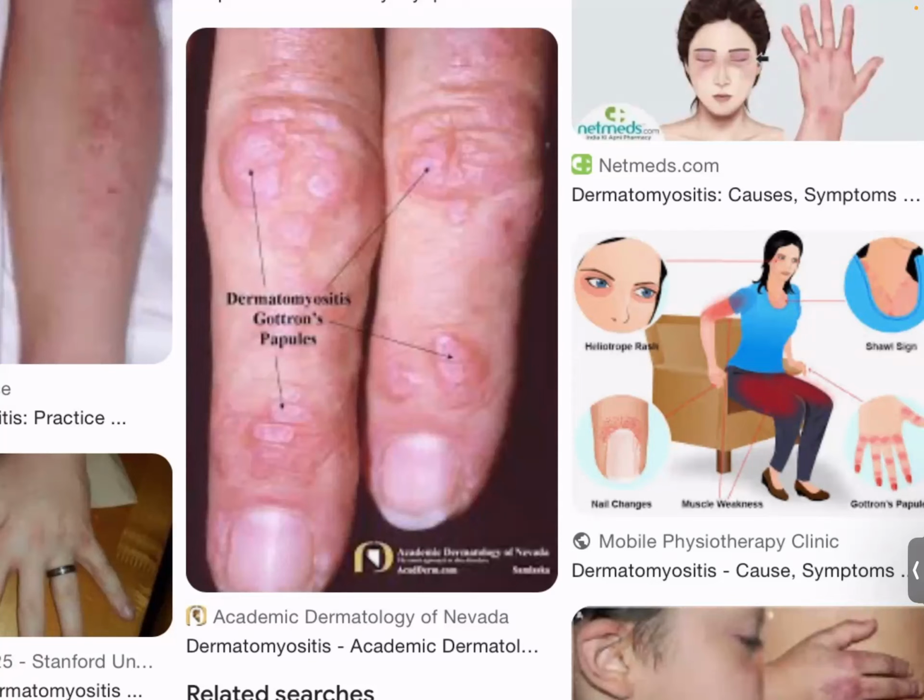This is on the knuckles of the hand, on the knuckles or on the joints of the hands, on the dorsum or the extensor surface of the hand, on the dorsum of the hand. This is Gottron papules.